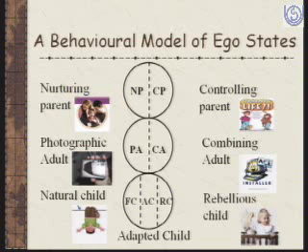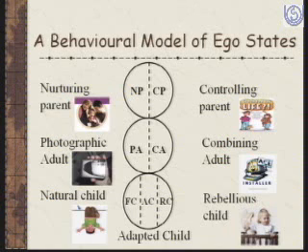Then the adult ego state: one is the photographic adult, the other is the combining adult. Two different kinds of behavior we see within the adult ego state.